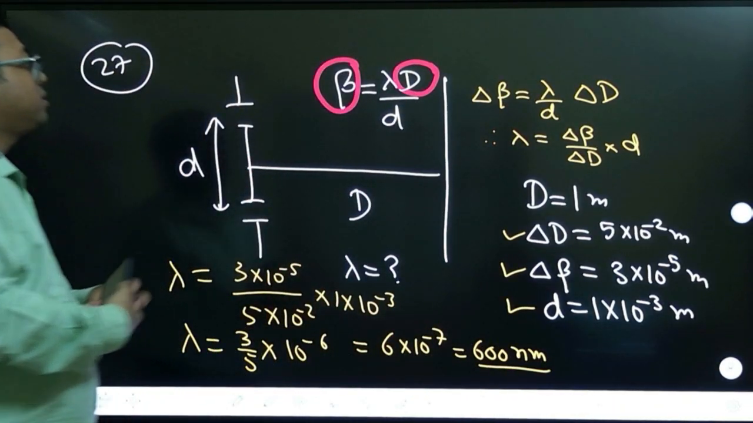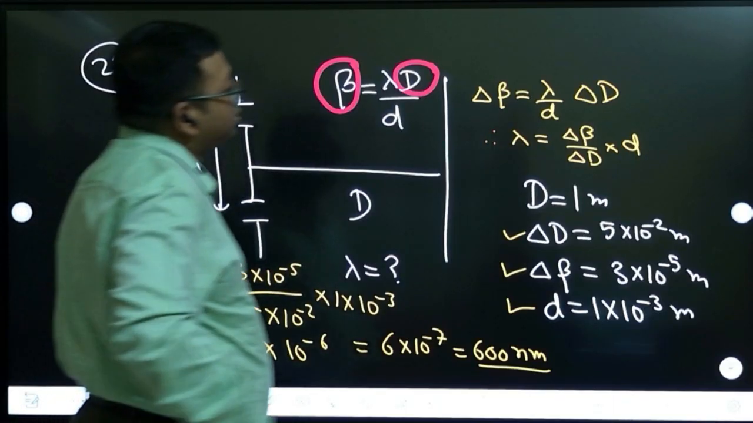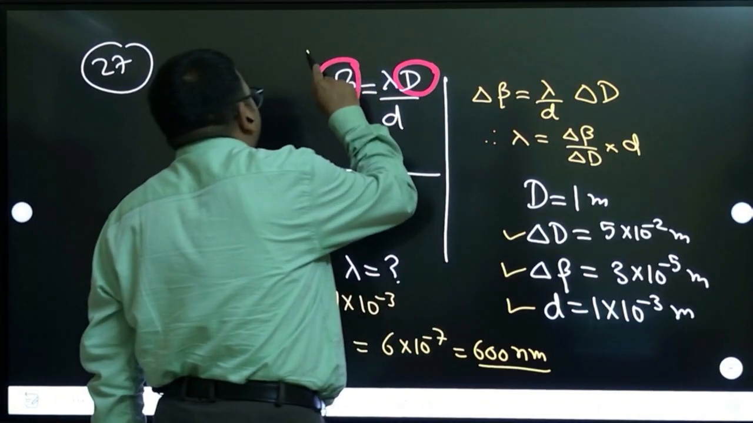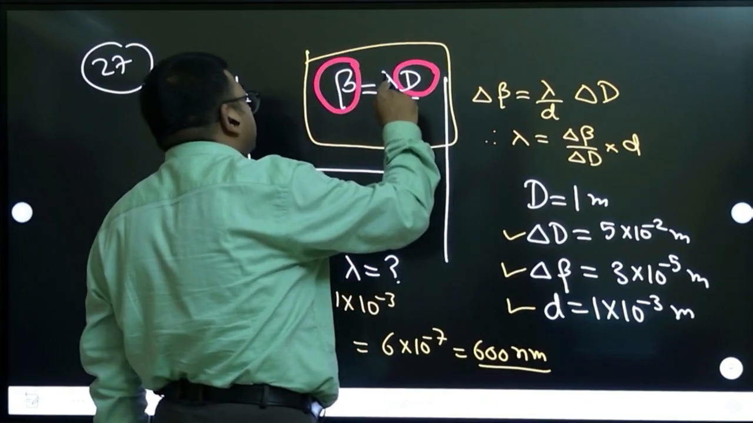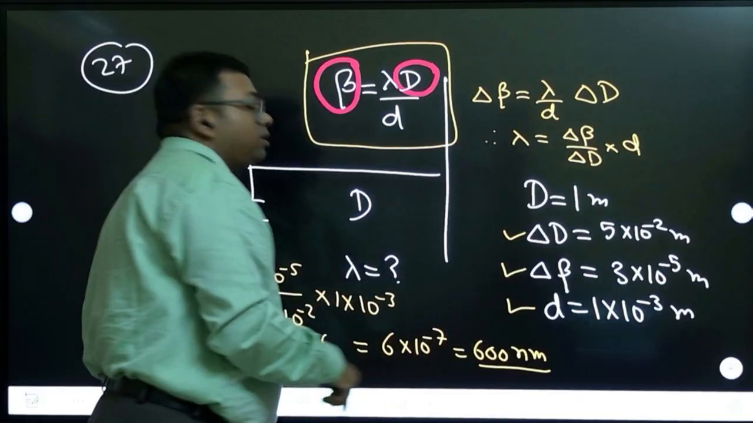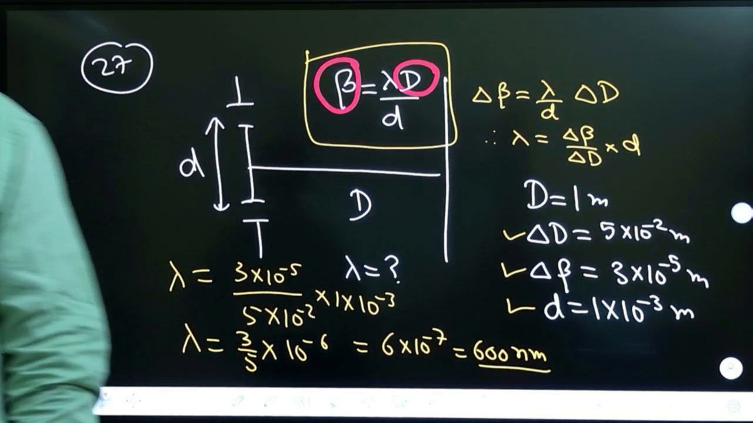So the calculation is nothing big. Here the thing is that we should know this formula: change of beta means lambda by d into change of capital D. That's what it is.